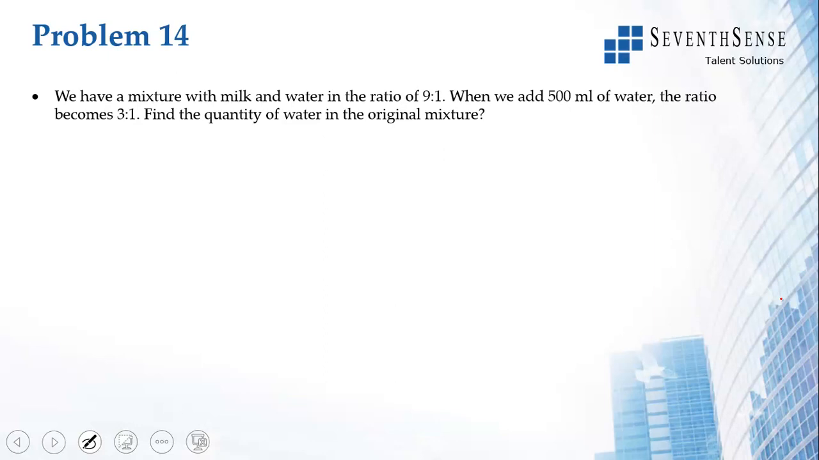A mixture of milk and water in the ratio 9:1. We have added 500 ml of water. The ratio becomes 3:1. Find the quantity of water in the original mixture.